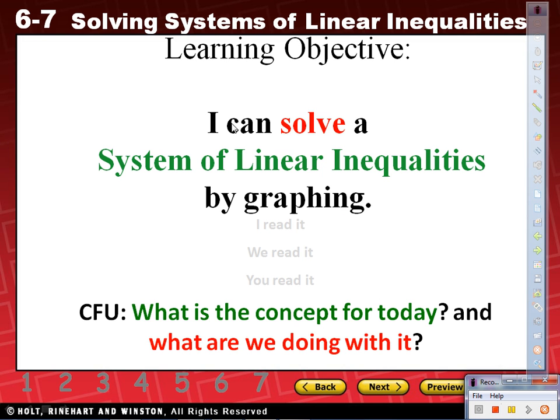Our objective for today: I can solve a system of linear inequalities by graphing. Let's read together. 1, 2, 3. I can solve a system of linear inequalities by graphing.